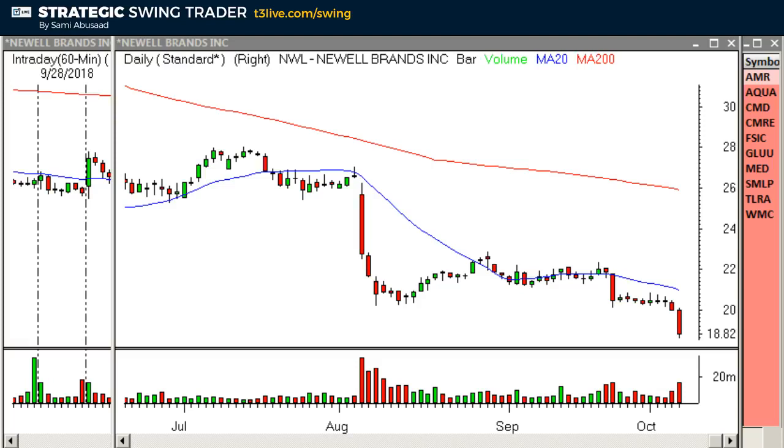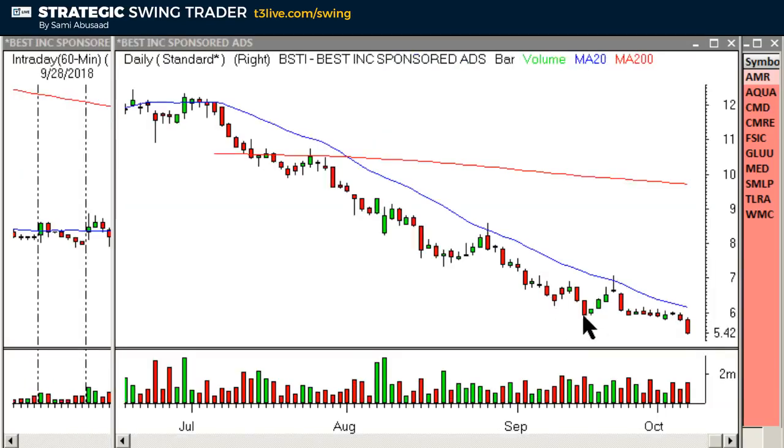And then the other one is the BSTI. It went back to the lows. See, I do the same thing over and over and over again. So here's the bounce, the retracement back to the lows, and a base at the lows, and then a breakdown. Is that any different than NWL? No, it's not. I've been in this for a few more days than the NWL because it triggered on this green bar.